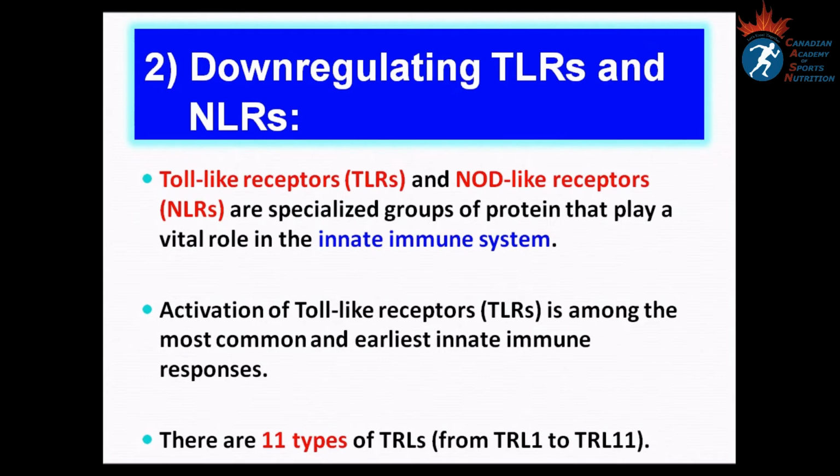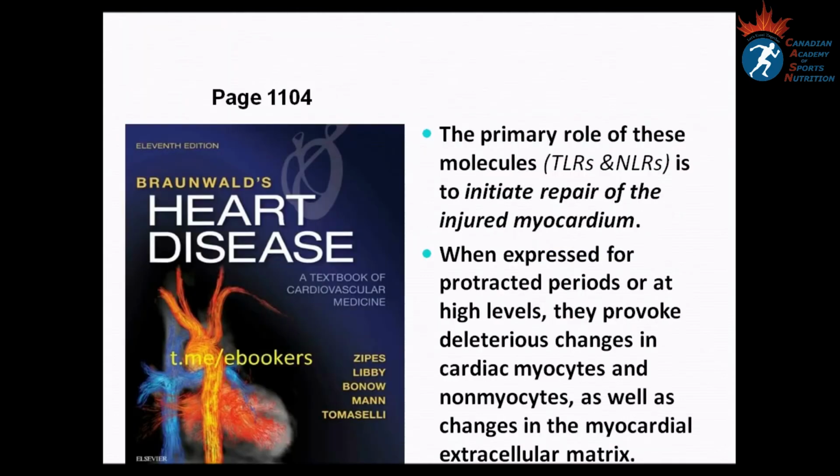So far in humans, they have identified 11 types of toll-like receptors. In this famous medical textbook, Braunwald's Heart Disease, edition 11, on page 1104, you can read, the primary role of these molecules, toll-like receptors and nod-like receptors, is to initiate repair of the injured myocardium. However, when they are expressed for protracted periods or at high levels, they provoke deleterious changes in cardiac myocytes and non-myocytes, as well as changes in the myocardial extracellular matrix.